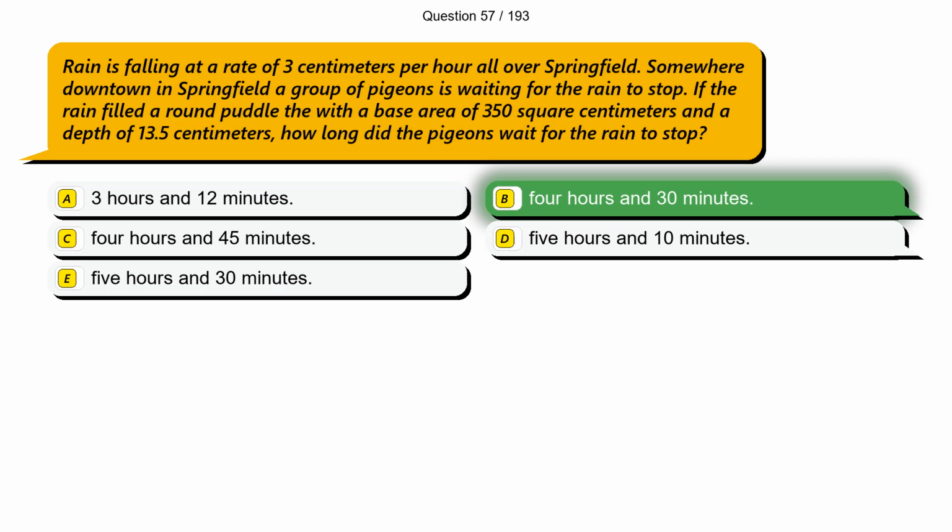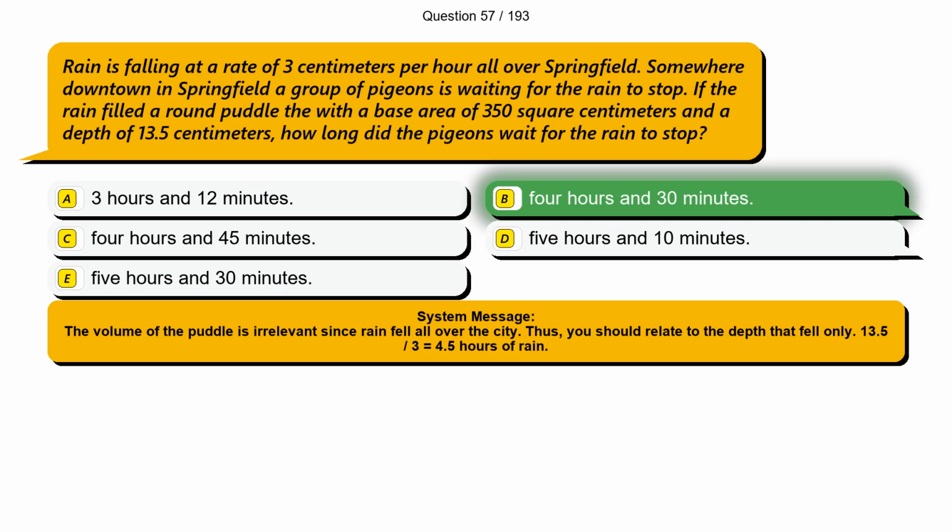The correct answer is option B, 4 hours and 30 minutes. The volume of the puddle is irrelevant since rain fell all over the city, thus, you should relate to the depth that fell only. 13.5 / 3 equals 4.5 hours of rain.